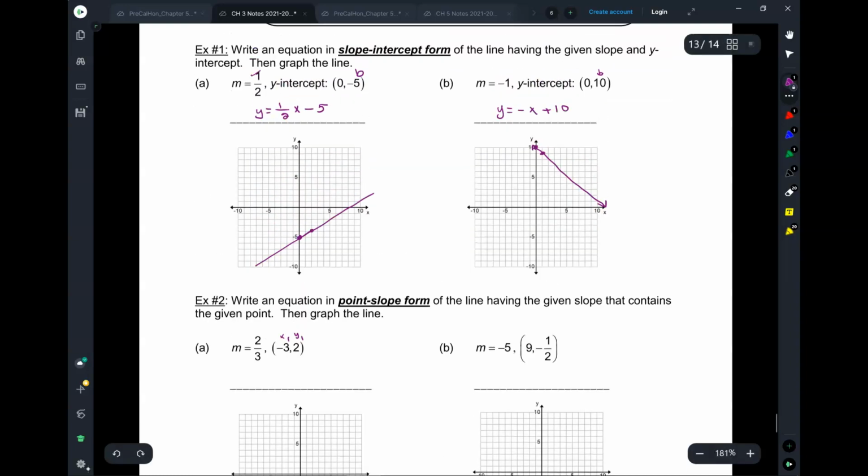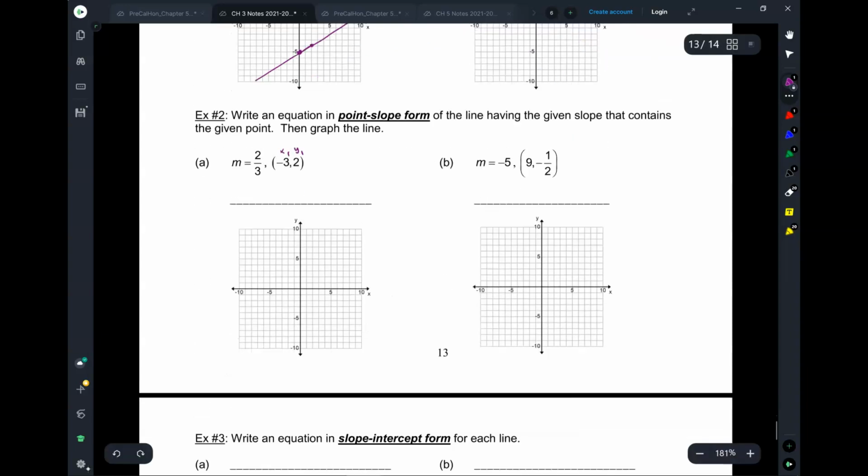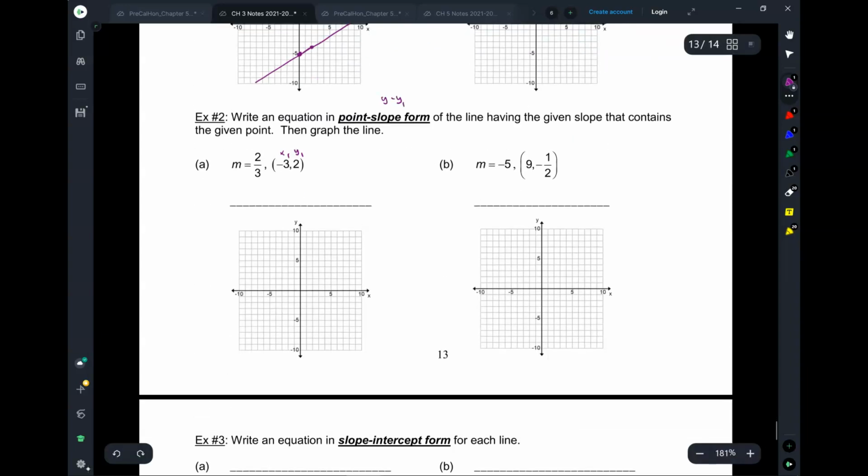Now, the formula is y minus y1. Let me write it over here so you guys can see it. Y minus y1 equals m times (x minus x1). So y minus, what's y1? 2. Equal to 2/3. That's the slope. X minus x1, -3, so x plus 3. That's point slope form. So if it says to leave it in point slope form, that's how you want to leave it. Okay?